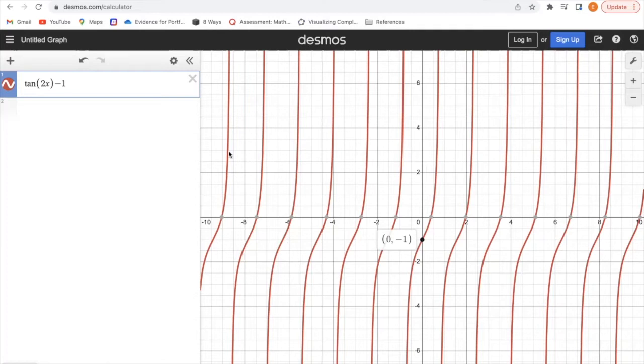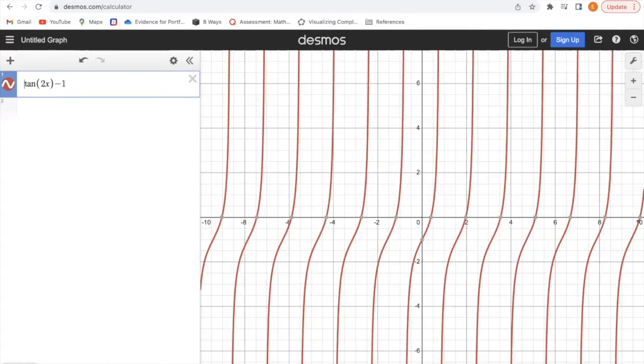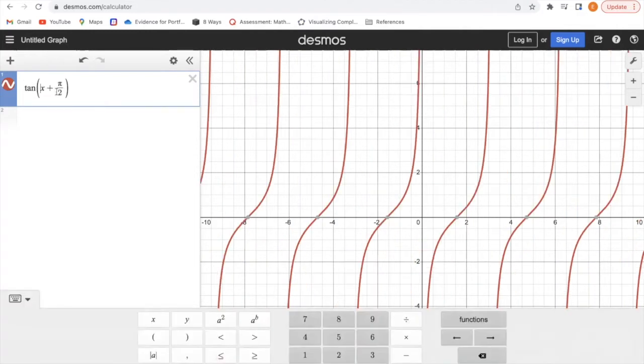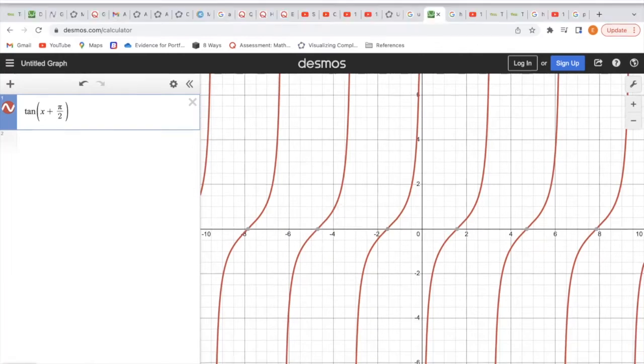So let's jump into the actual sketching part. Everything else does stay the same. If this is a 3, it makes it skinnier, but that doesn't really affect the sketch for a tan graph in the same way it does for a sine or a cosine graph. So you can see if I change this back to being just tan x, so my period's normal. Normally it would be at 0, and now it's going to be at negative pi on 2. So everything's shifted negative pi on 2 towards the left.